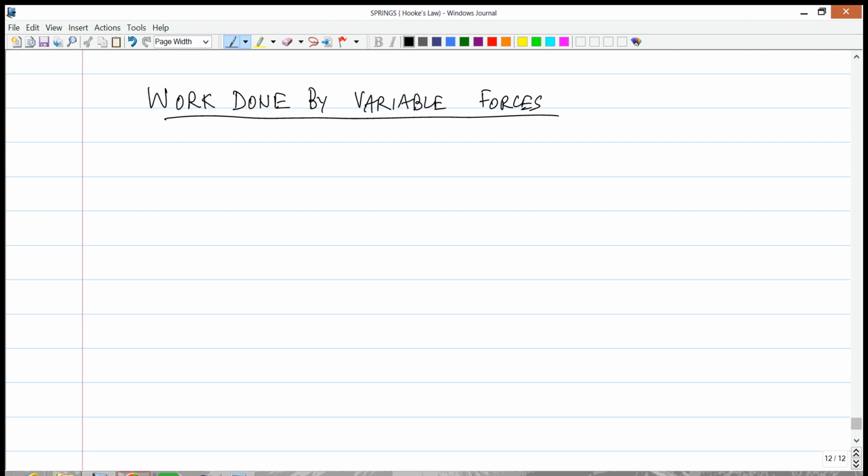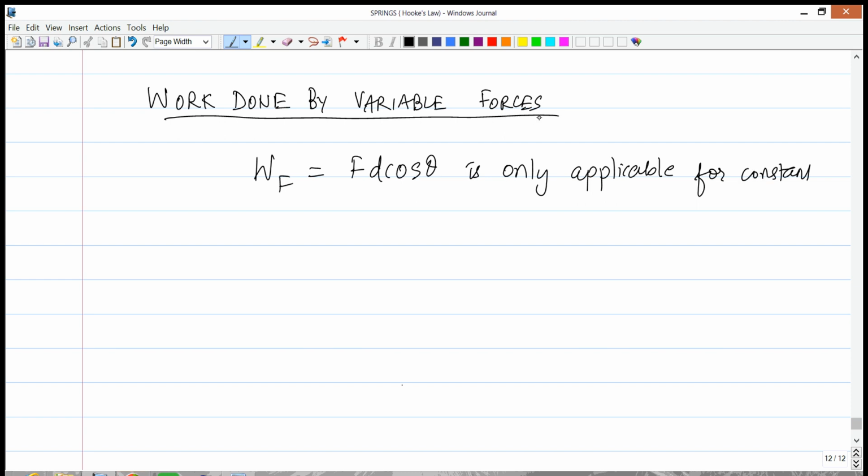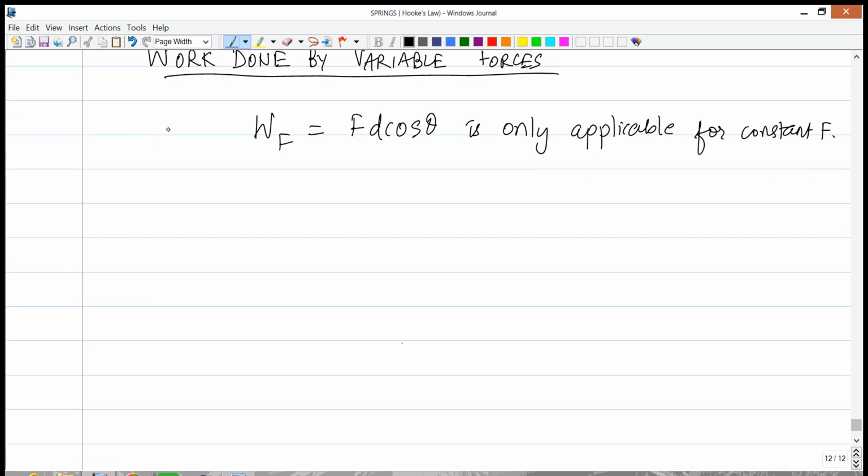So what we know so far is that W_F equals F d cosine theta is only applicable for constant F, which means if F changes, we cannot apply this definition. However, all's not lost when F changes.